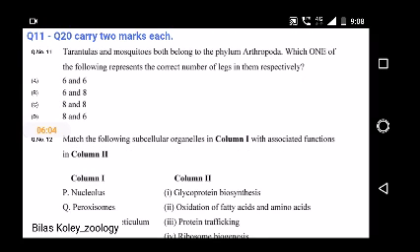Now we will discuss question number 11. Tarantulas and mosquitoes both belong to the phylum Arthropoda. Which one of the following represents the correct number of legs in them respectively? And the options are 6 and 6, 6 and 8, 8 and 8, 8 and 6. In this question, the right answer is option D.